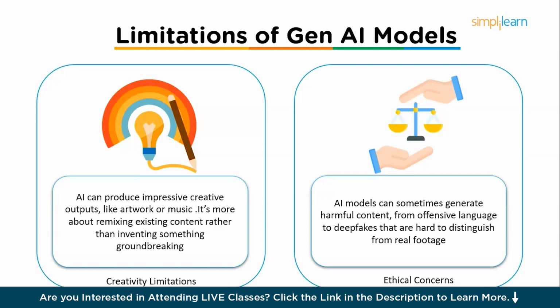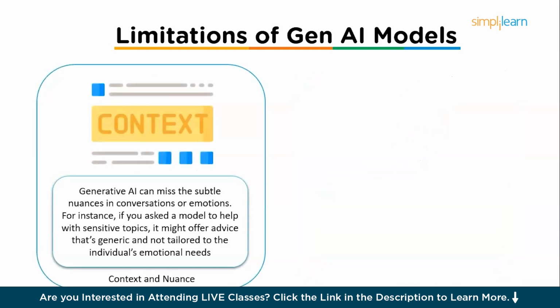Now moving on to the next, we have context and nuance. Generative AI can miss the subtle nuance in conversations or emotions. For instance, if you ask a model to help with sensitive topics like mental health, it might offer advice that's generic and not tailored to the individual's emotional needs.